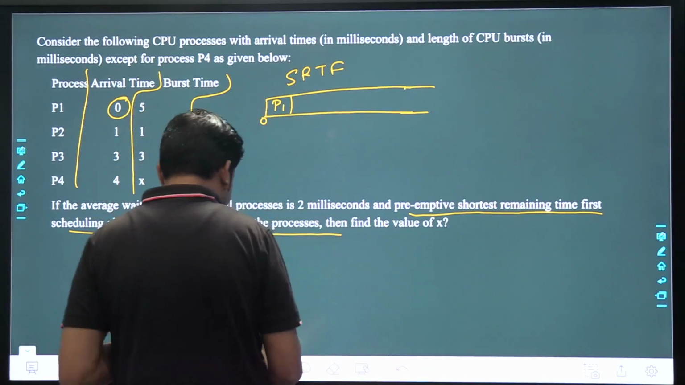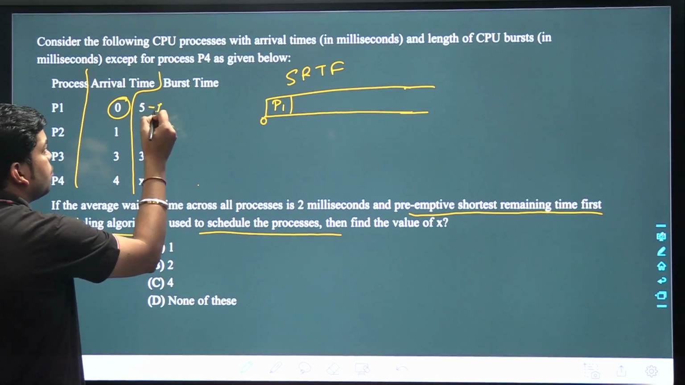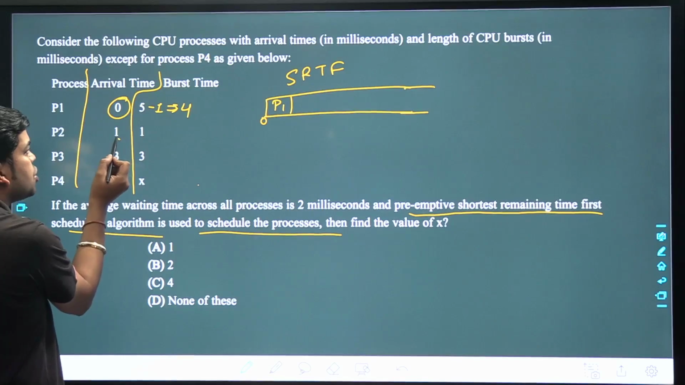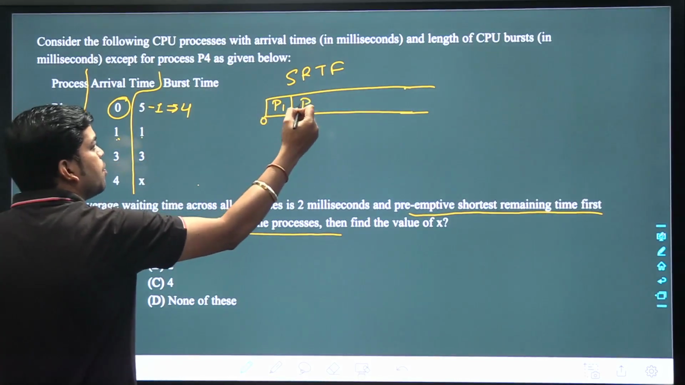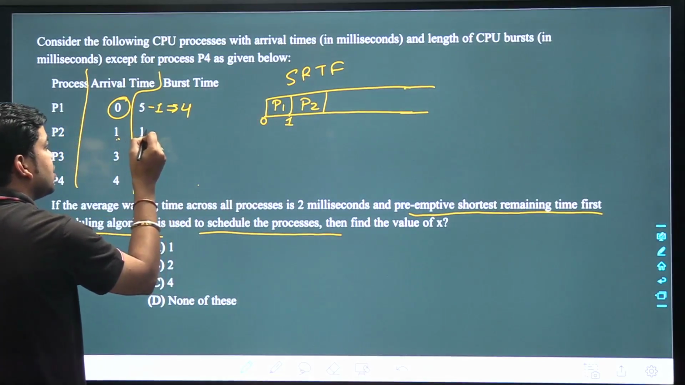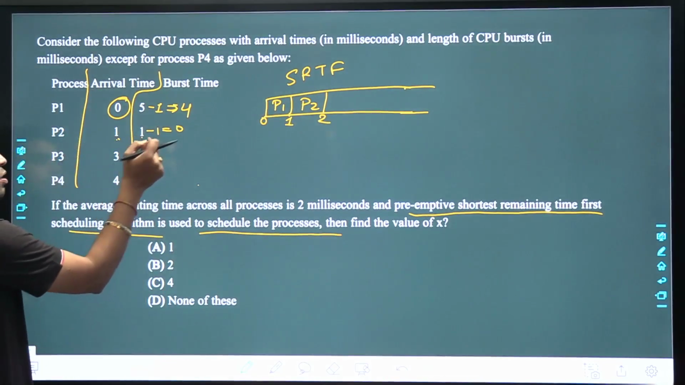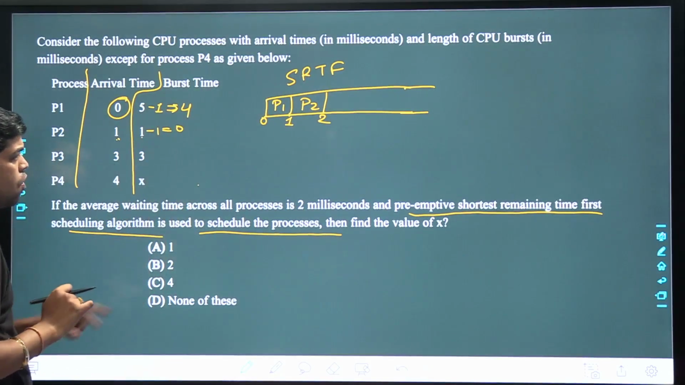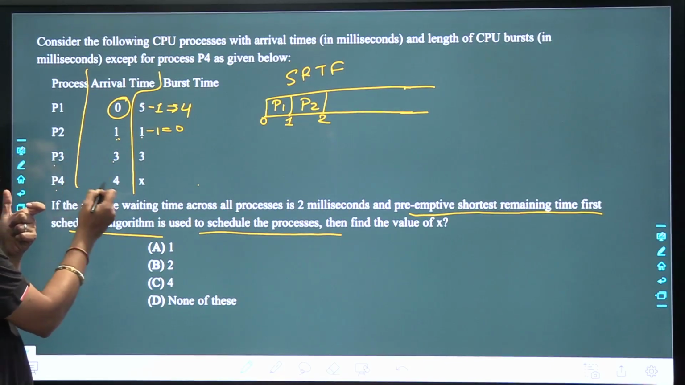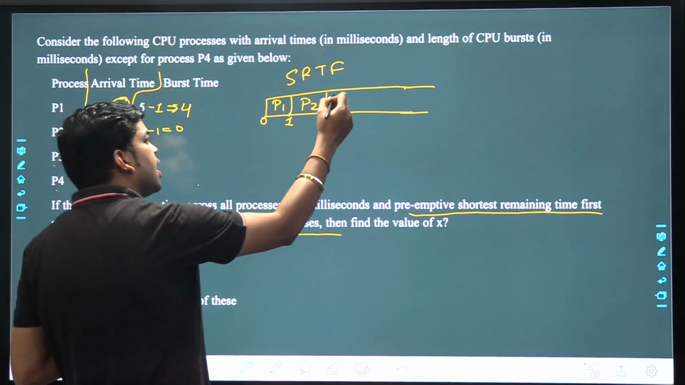So P1 will execute for 1 unit of time, and the remaining time of P1 is 4. At time 1, P2 arrives and its burst is 1. So we allocate P2 at time 1 and it executes for 1 unit of time because its burst is exactly 1. So P2 is finished completely. Now at time 2 there is no other process in the ready queue, because P3 arrives at 3 and P4 arrives at 4.